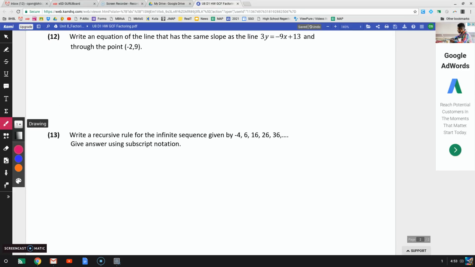In number 13, I'm looking for a recursive rule for the infinite sequence. The first thing I have to decide is whether there is a common difference or a common ratio. So I'm trying to assess what the pattern is here. I'm going from -4 to 6 to 16 to 26 to 36, and I decide that this pattern is an adding pattern. I am adding 10 to get from one term to the next term. That's going to tell me that this is an arithmetic sequence.